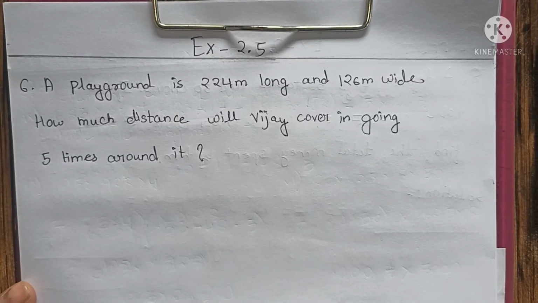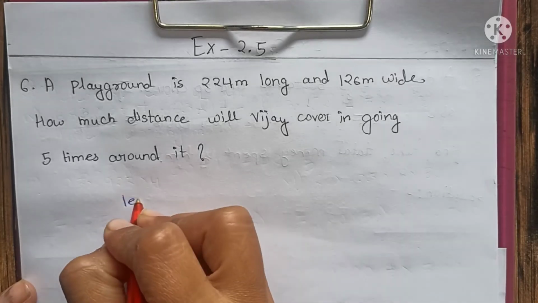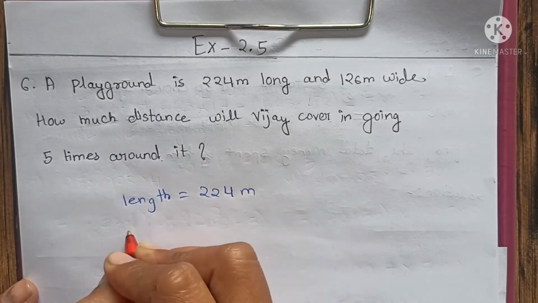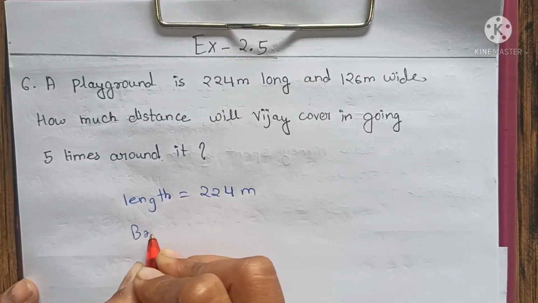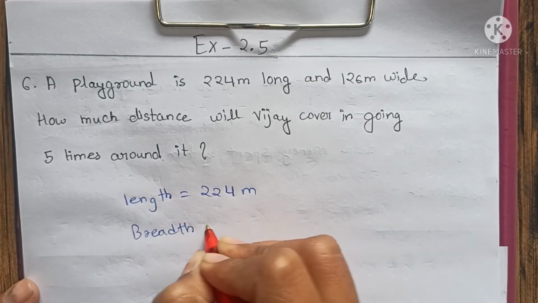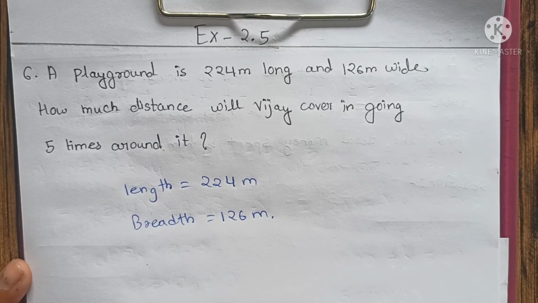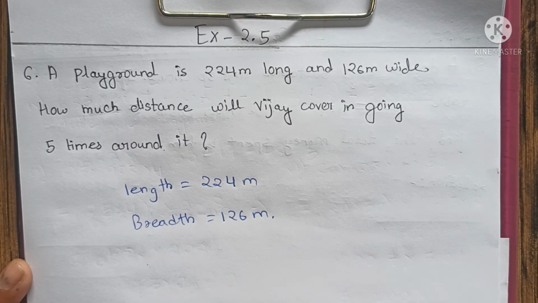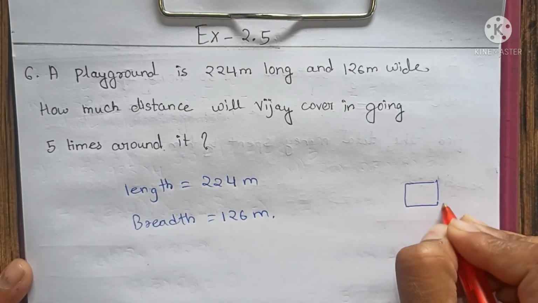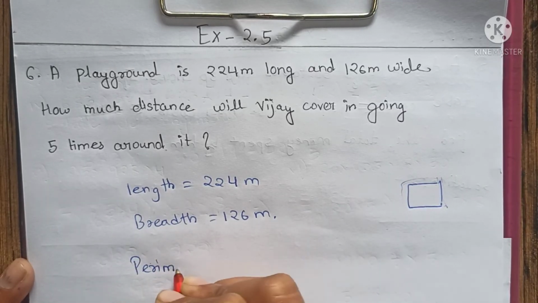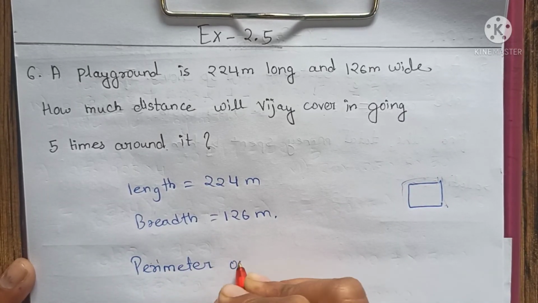A playground is 224 meter long. So here the length of a playground is given, 224 meter. Wide means breadth. Breadth of the playground is 126 meter. How much distance will Vijay cover in going 5 times around it? So if Vijay is running around this ground, first of all we need to find out the perimeter of the ground. What is the boundary?